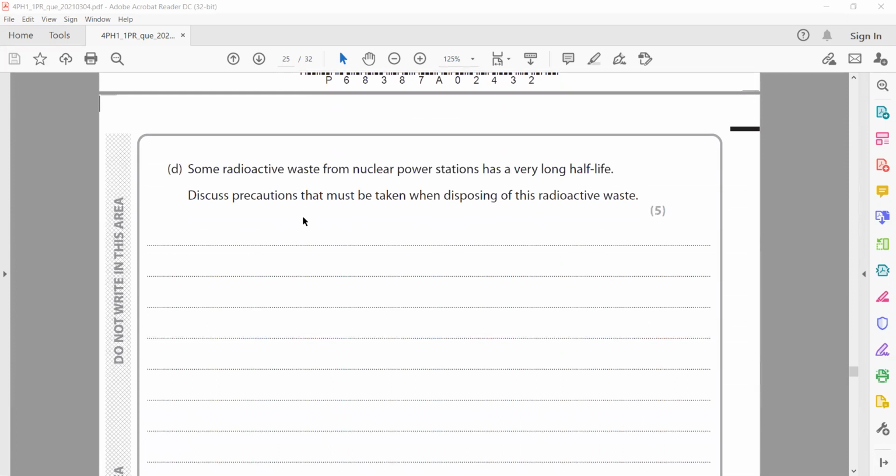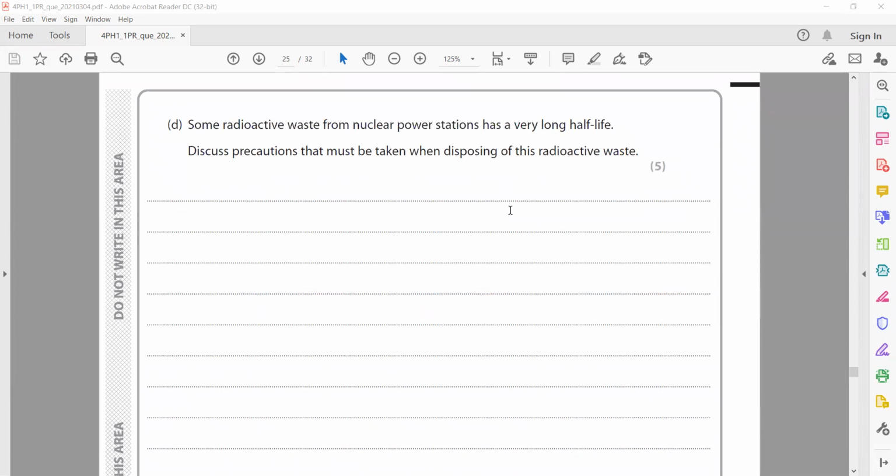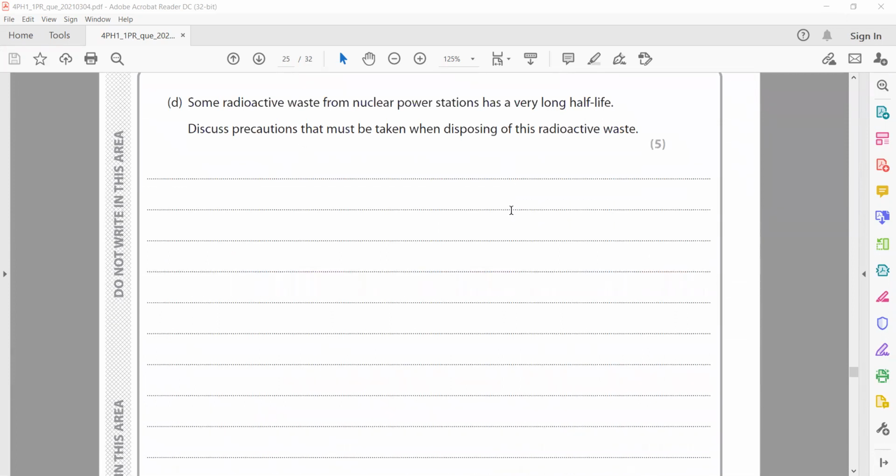Some radioactive waste from nuclear power stations has a very long half-life. Discuss the precaution that must be taken when disposing of this waste. So if it has a very long half-life, whenever this radioactive waste is disposed of, it should be in a strong container which does not corrode, and it should not allow the radiation to escape.